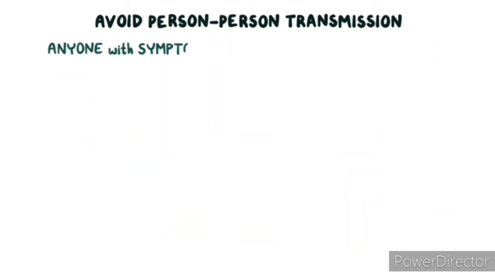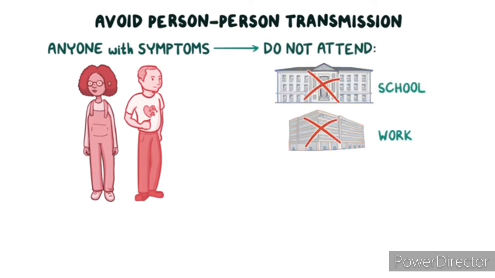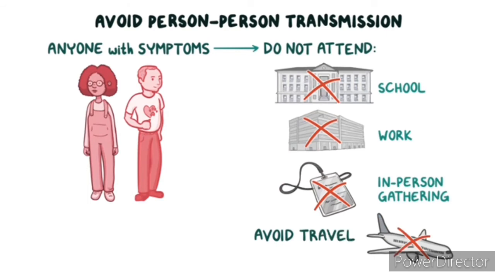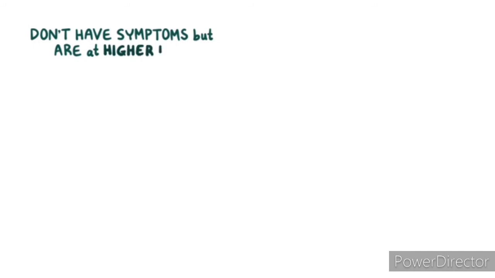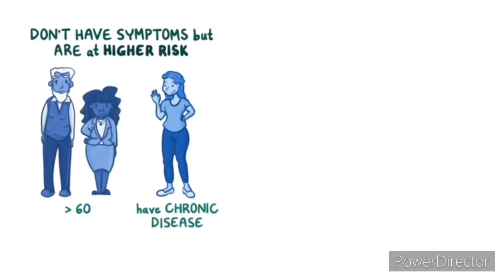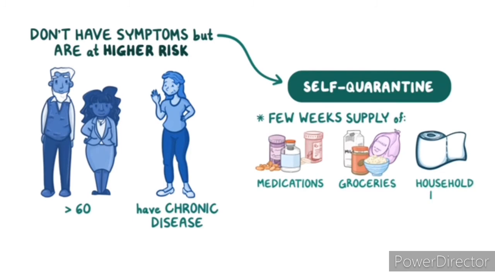Finally, anyone with symptoms, including children and younger adults, should not attend school, work, or any other in-person gathering, and should avoid travel. Now, for individuals that don't have symptoms but are at higher risk, like those over age 60 and people with a chronic disease, the recommendation is that they also self-quarantine to avoid the chance of getting sick. Self-quarantining requires keeping a few weeks' supply of your medications, groceries, and household items, as well as having an emergency contact person.